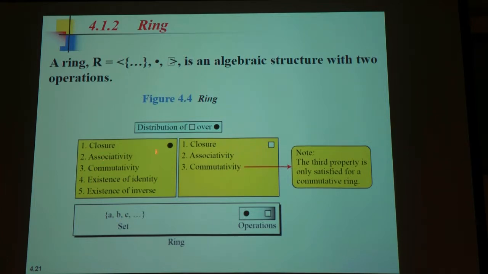What are the conditions for the first operation? Closure, associativity, commutativity, existence of identity, existence of inverse. Simple. For the second operation, it has only closure, that means the output has to be in the set, and associativity. The third property, commutativity, is only satisfied for a commutative ring. So if this is commutative, then we look for a commutative ring.